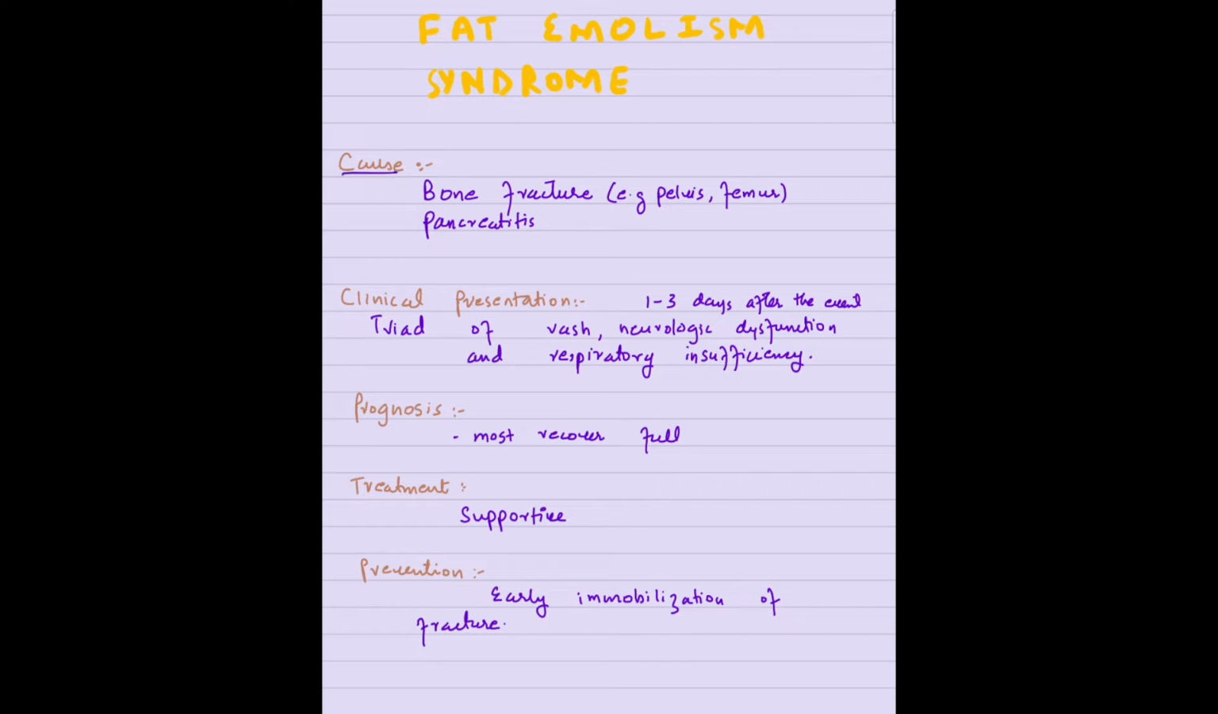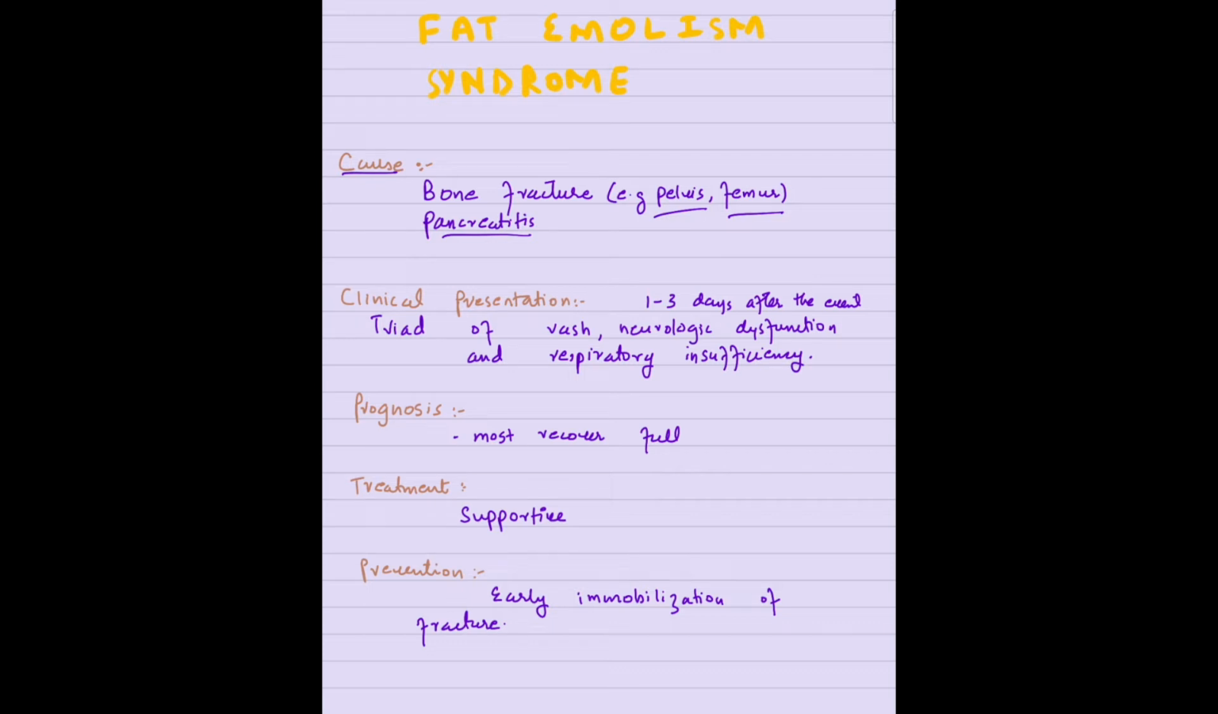So the causes of fat embolism syndrome include fracture of the bones that are rich in marrow and fat. These bones include, for example, the femur and also the pelvis. The pelvic bones are rich in marrow and fat, and the femur is also rich in fat. Another uncommon cause is pancreatitis, where there is necrosis of the peripancreatic fat, and that fat can also embolize and result in fat embolism syndrome.